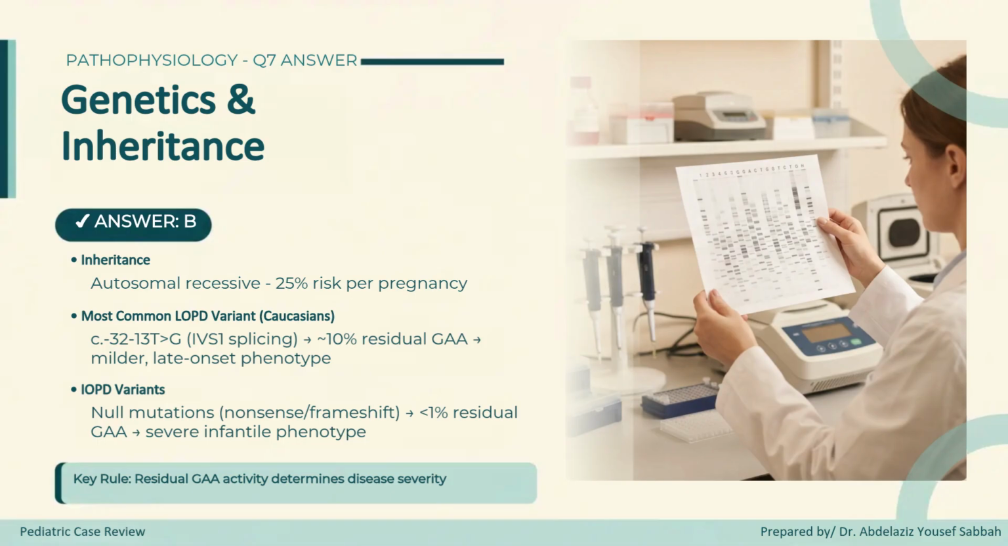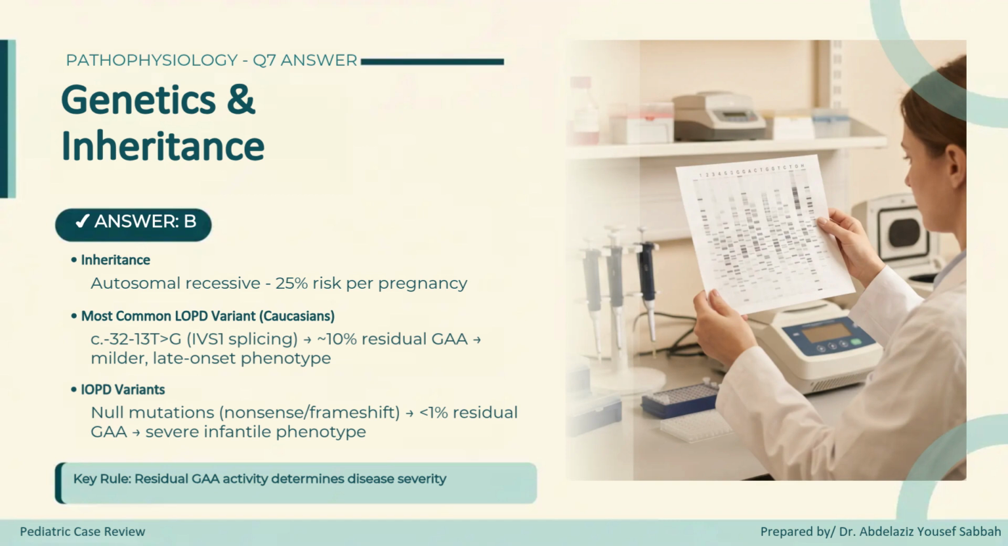The correct answer is option B. Pompe disease is inherited in an autosomal recessive manner. When both parents are carriers, each pregnancy carries a 25% risk of an affected child, not 50%, which is why option D is incorrect. The most common variant in Caucasian patients with late-onset disease is the intron 1 splicing variant, c.-32-13T>G. This variant leaves roughly 10% residual acid alpha-glucosidase activity, which produces a milder late-onset phenotype.